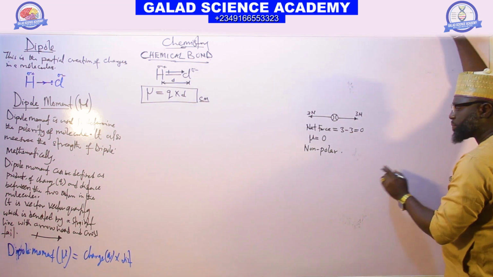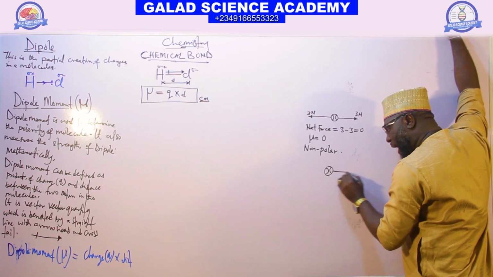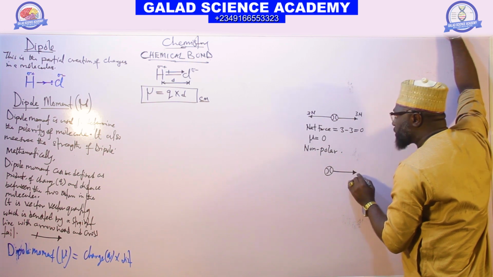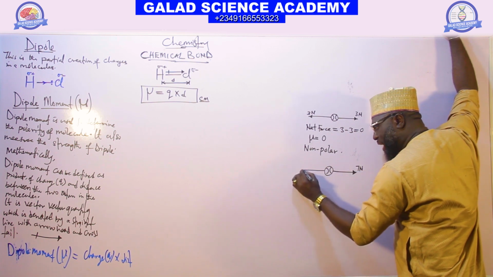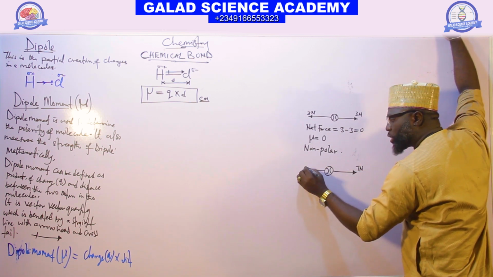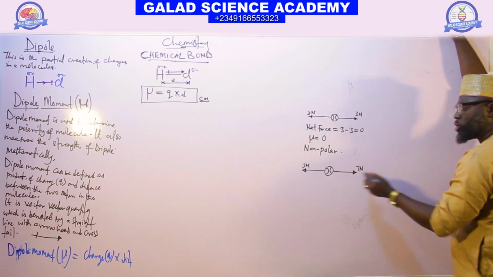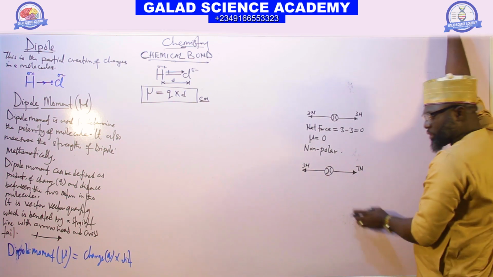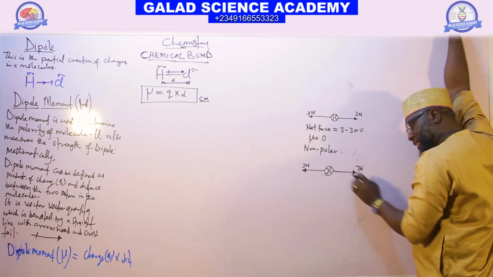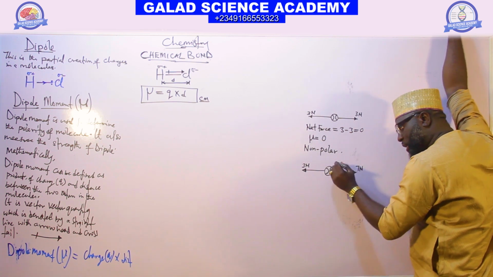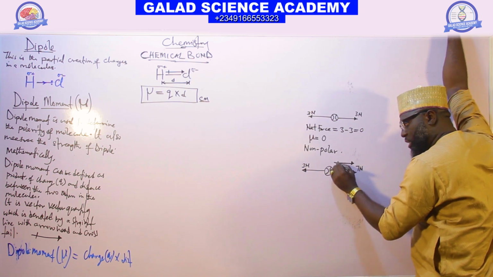Take another one. Again, I have a ball in this form. I insert a force of 7 Newton here, and I insert a force of 3 Newton here. Please, which direction is the ball going to go? You know that the 7 Newton is more than 3. So the ball will go in the 7 Newton direction.